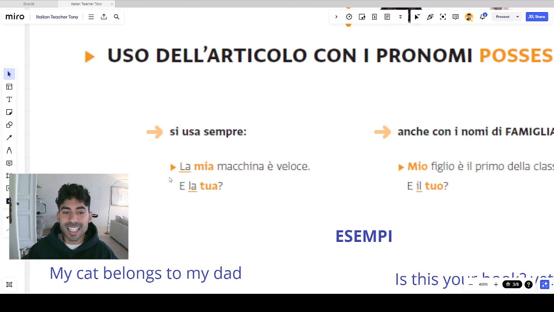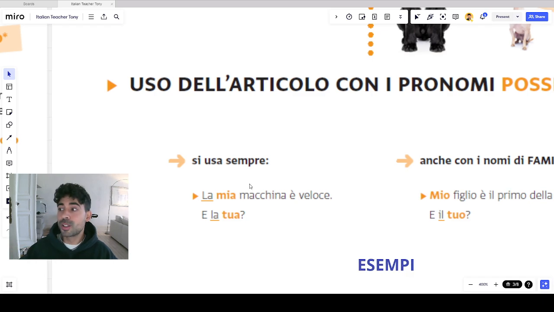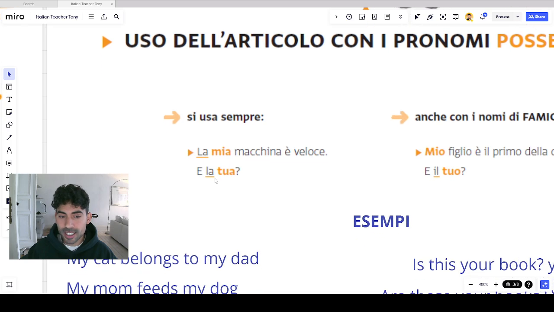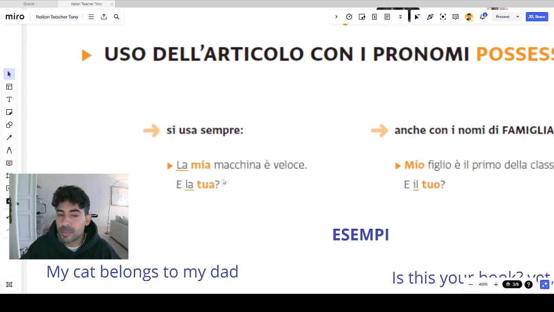For example, la mia macchina è veloce. My car is fast. And yours è la tua. In the first case, we are using la with mia, which is an adjective, because macchina is not a family member, so we use la. In the second case, we are using the article in front of tua because tua is a pronoun. And no matter what, if it's a pronoun, we always use the article, even if the pronoun is referring to car, which is not a family member.